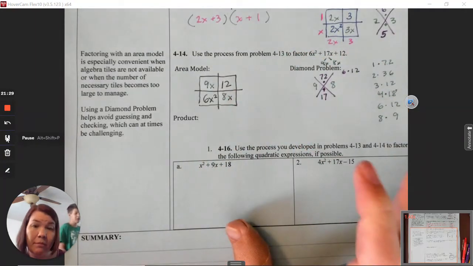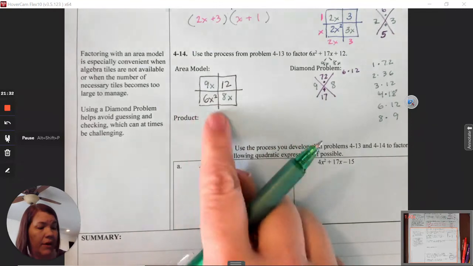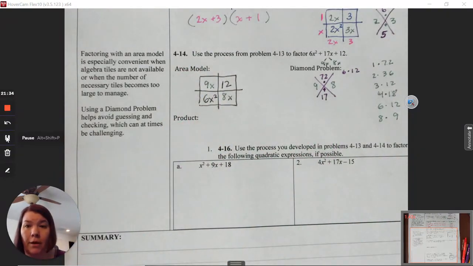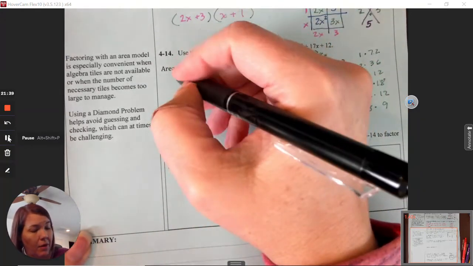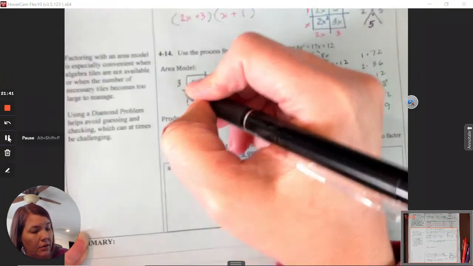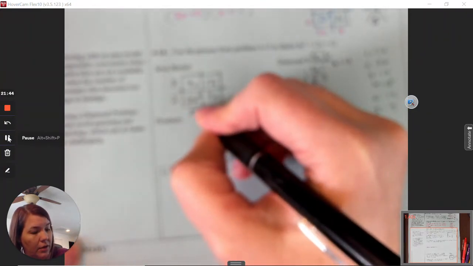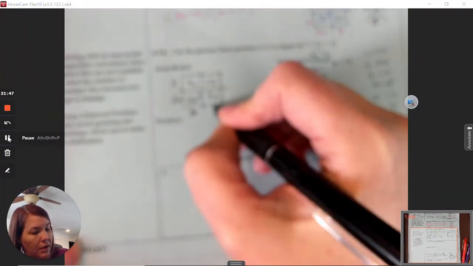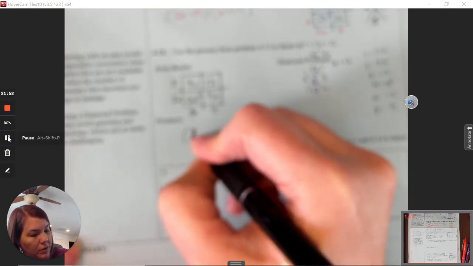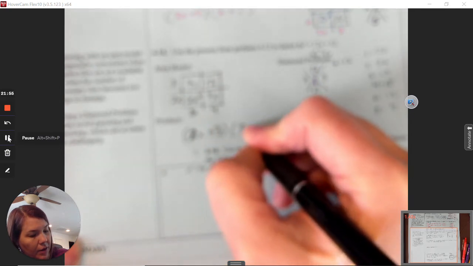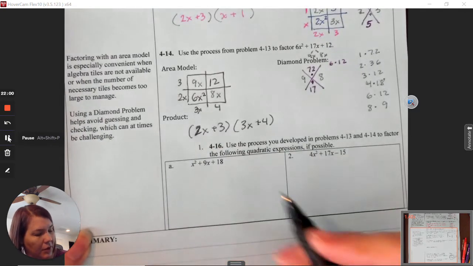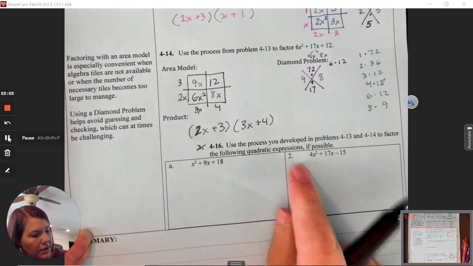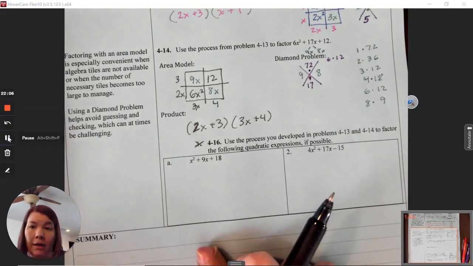So go ahead and pause the video again and try to find my edges. Okay, good luck. All right, so I didn't find the edges, but that's okay. So I'm going to get 3 and 2 and 3. That's supposed to be x, that's supposed to be x. And 3 times 4 is 12. So my product is 2x plus 3 and 3x plus 4. And go ahead and just try these. And this one is in the wrong place, but go ahead and try those and see how you do. Okay? And I will have answers in just a moment.